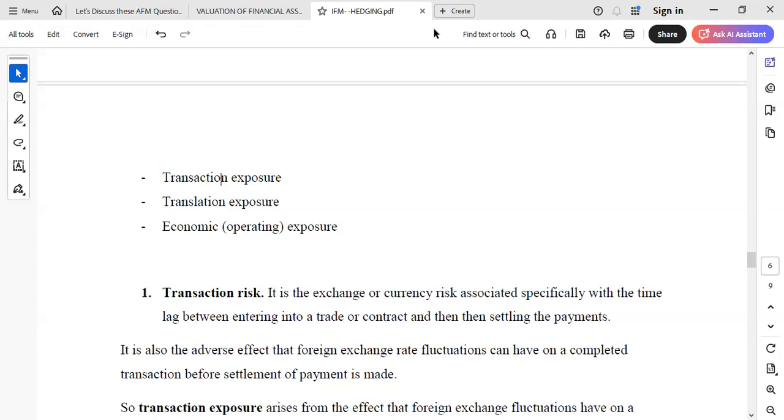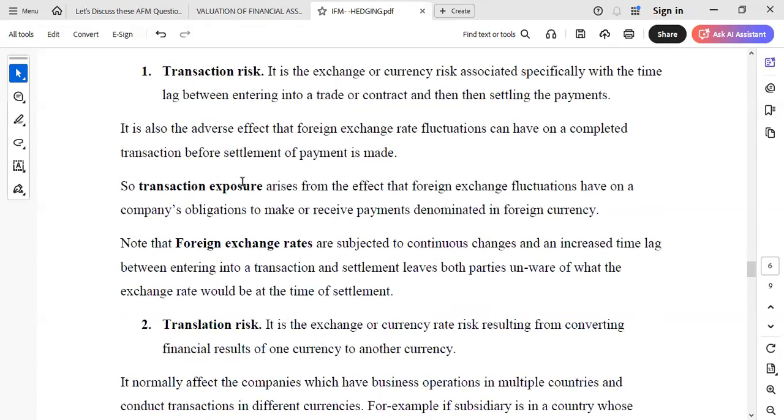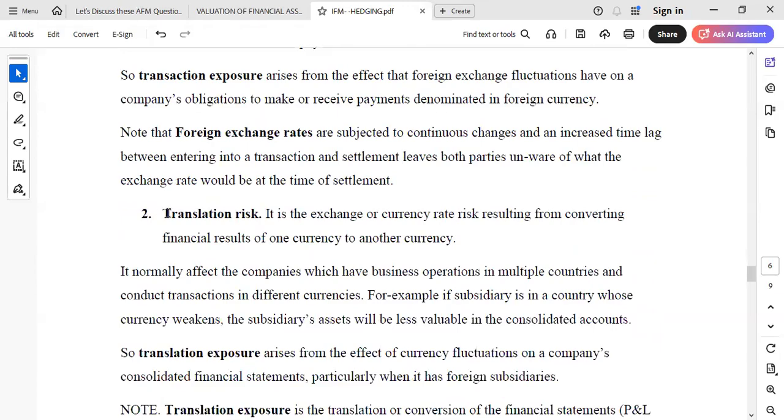Because you are purchasing goods on credit, at the time you are paying, the exchange rate may be different from the exchange rate at the transaction date. And that is a risk because the company can end up paying more. That is transaction risk. Then translation, it is always that risk that can come as a result of converting the financial results.